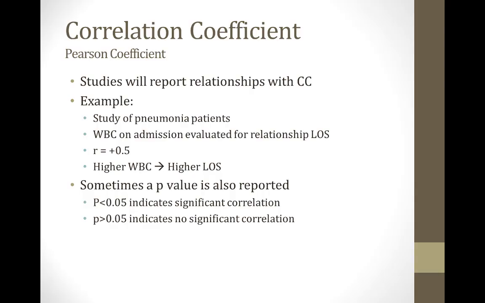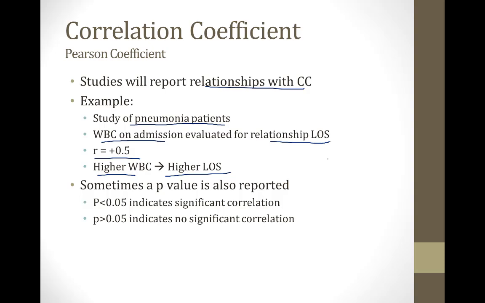So many studies will report relationships with a correlation coefficient. For example, imagine there was a study of pneumonia patients and they looked at the white blood cell count on admission and correlated that to the length of stay in the hospital. They might report an R of plus 0.5. What does this mean? It means that the higher the white blood count, that's the x-axis or independent variable, the higher the length of stay, which is the y-axis or dependent variable.